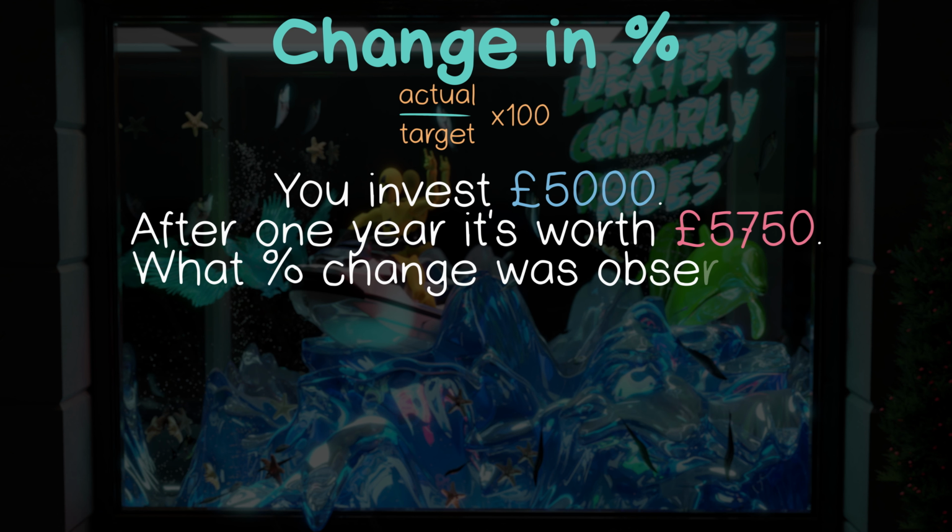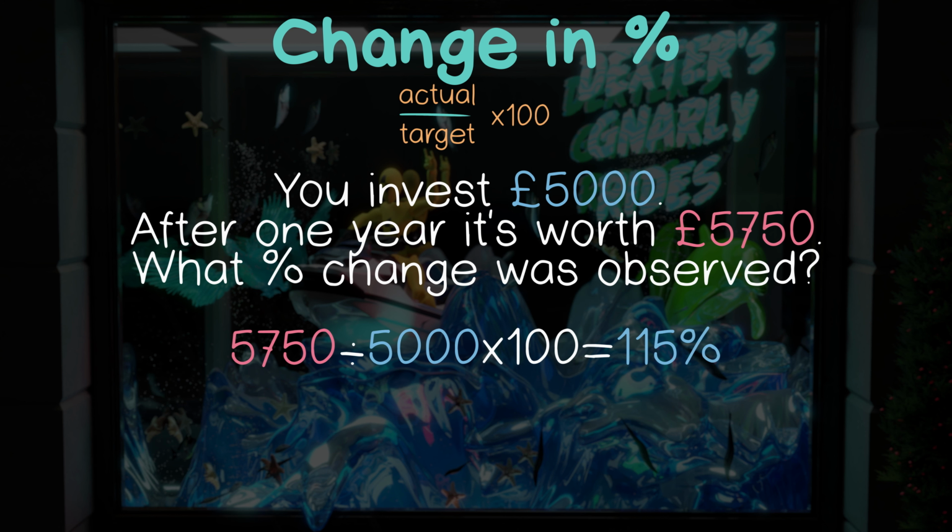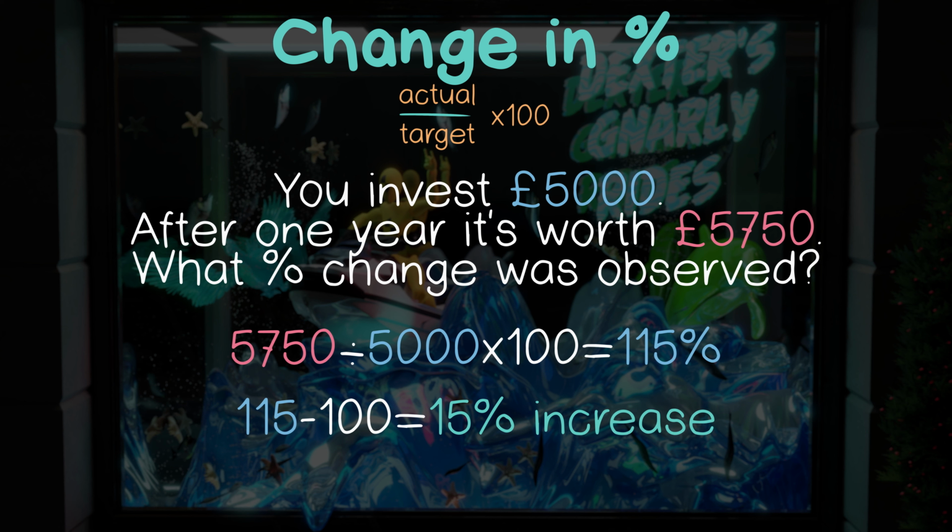You invest £5,000 1 year to save up for a quad bike. After 1 year, your investment's now worth £5,750. What change in percentage was observed? So now we have 5,750. Our original value was 5,000. 5,750 divided by 5,000 multiplied by 100 is 115%. So our investment went up by 15%.